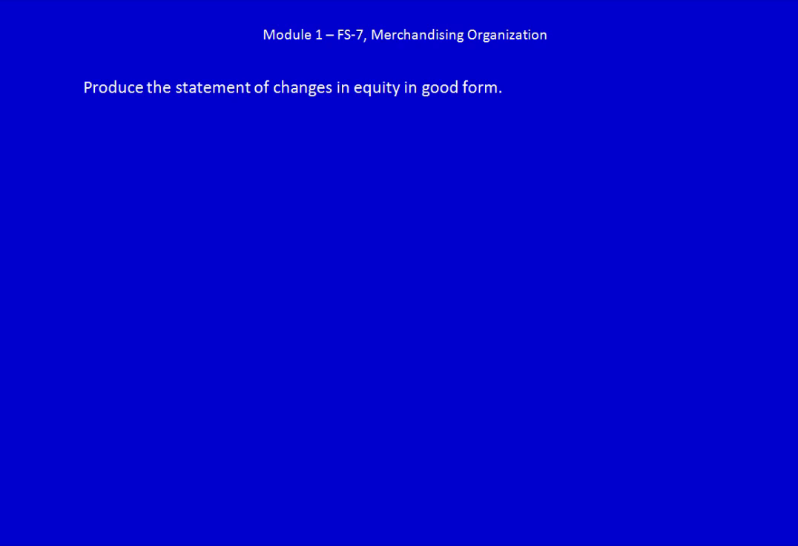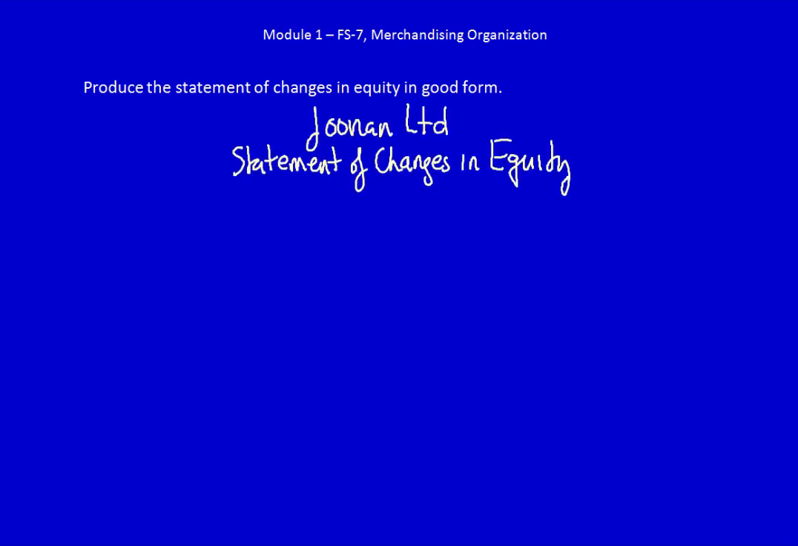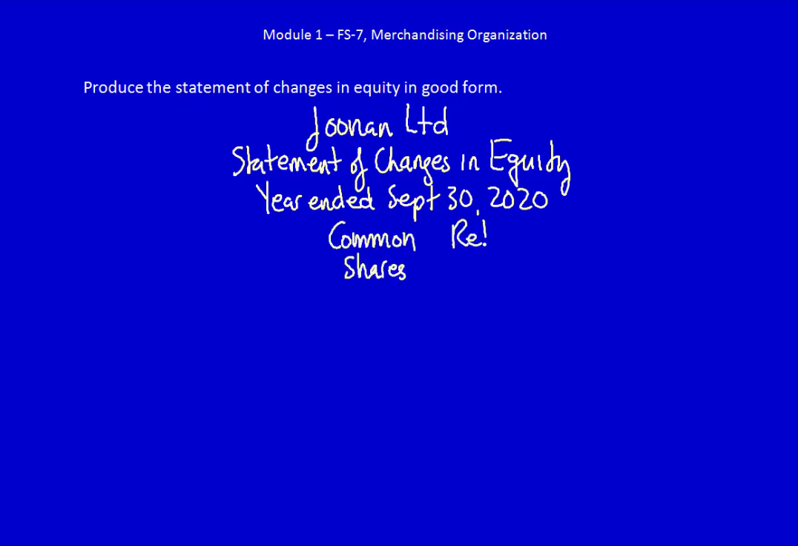As always, I start with the name of the company, then the name of the statement, and of course the dating. In this case, again, we've got year ended September 30th, 2020. As you know, a statement of changes in equity is always in column format. I've got common shares. I know this from my listing. I also have to represent retained earnings. And I need a total.